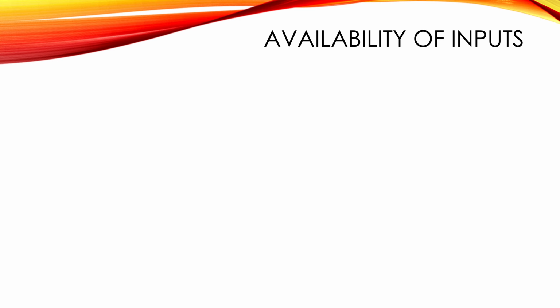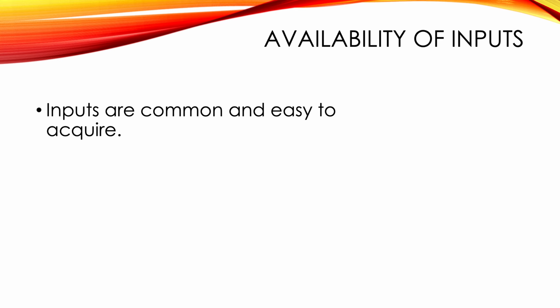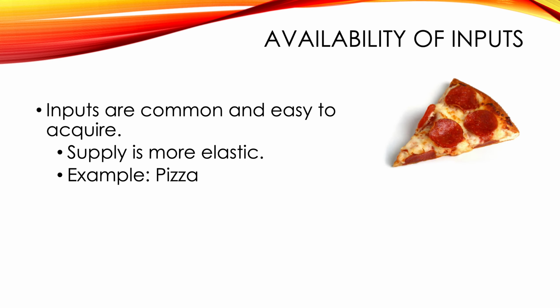So let's imagine first a good or a product where the inputs are common and they're easy to acquire. So if the company wants to get more of these inputs, it's pretty easy. Well, in that situation, the supply would be very elastic. And a good example of that in the real world would be something like pizza.